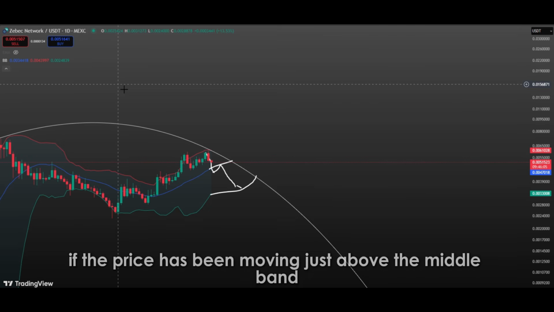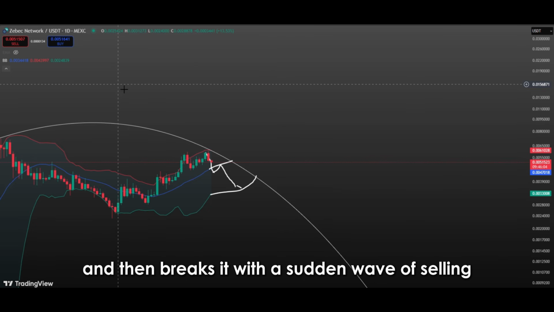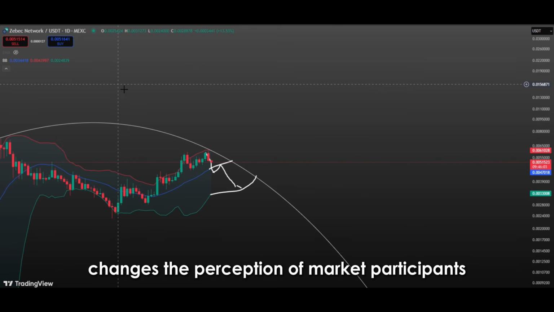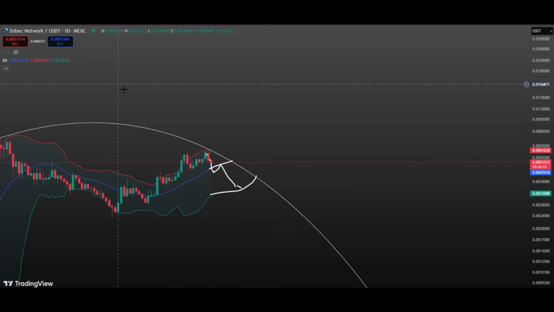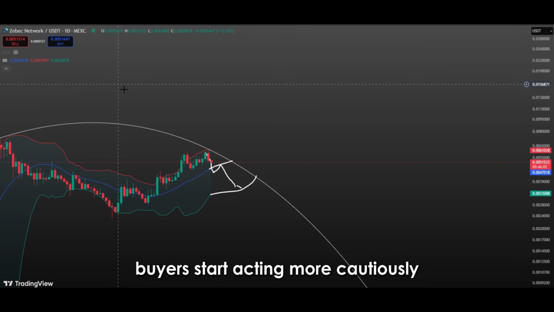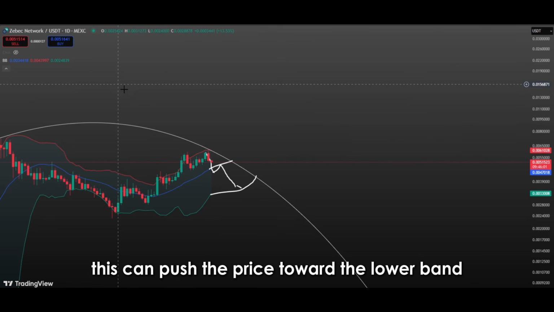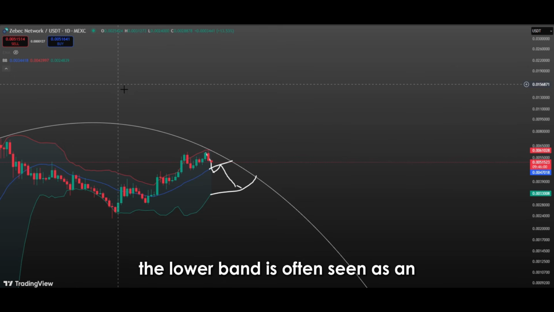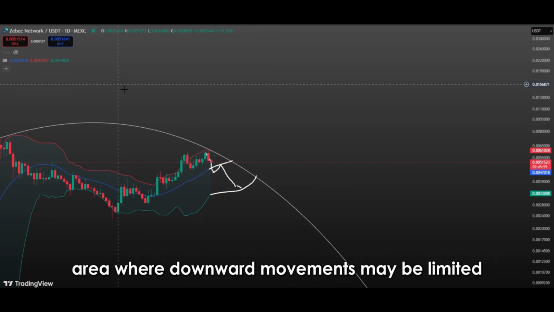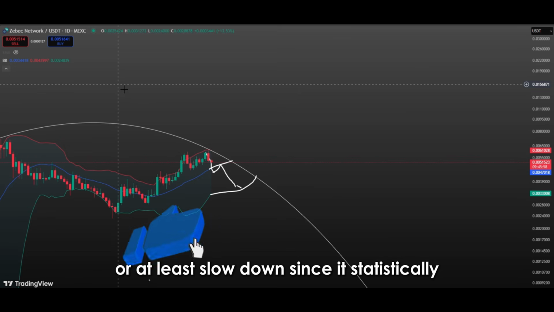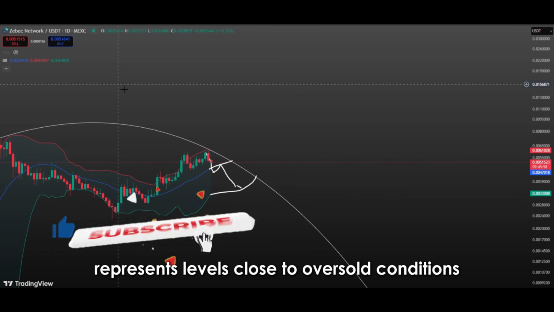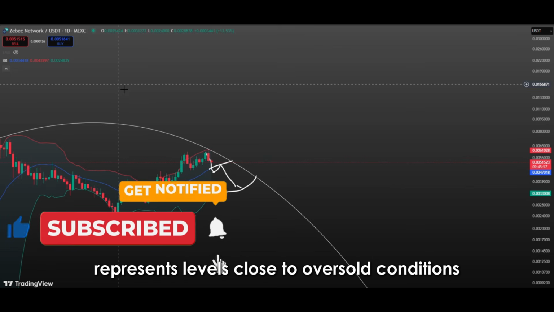For example, if the price has been moving just above the middle band for a long time and then breaks it with a sudden wave of selling, this shift changes the perception of market participants. Buyers start acting more cautiously, while sellers become more aggressive. This can push the price toward the lower band. The lower band is often seen as an area where downward movements may be limited or at least slow down, since it statistically represents levels close to oversold conditions.